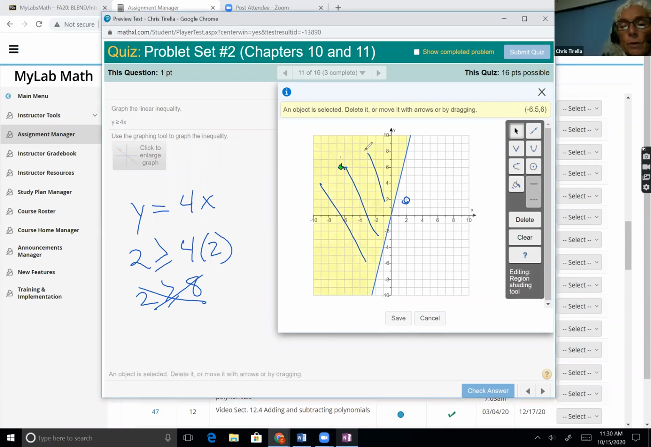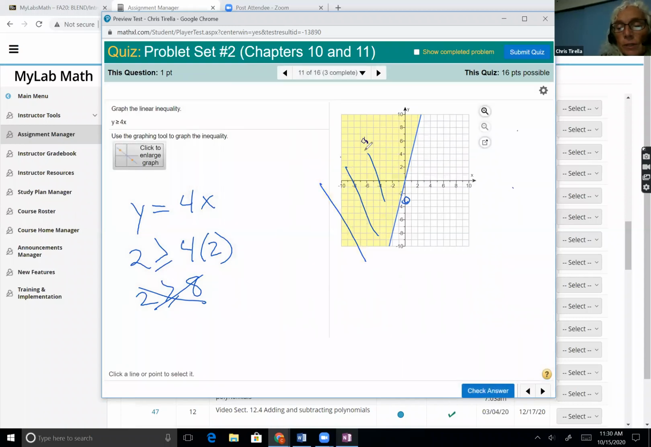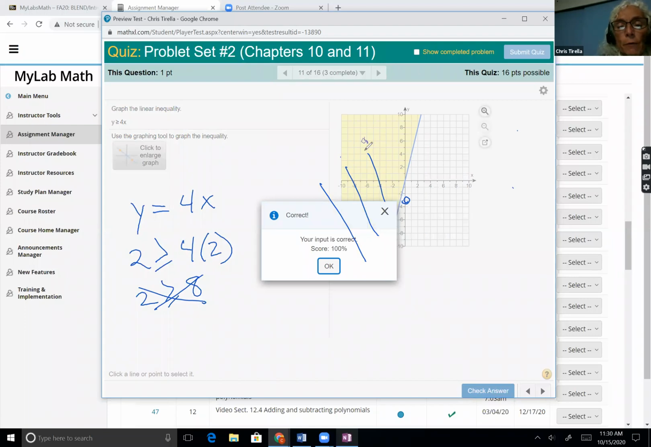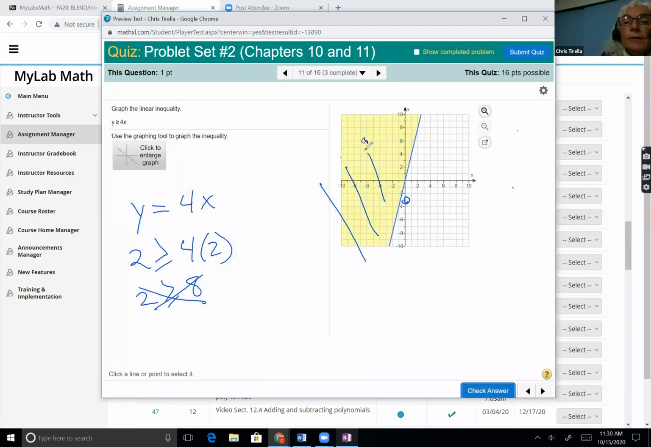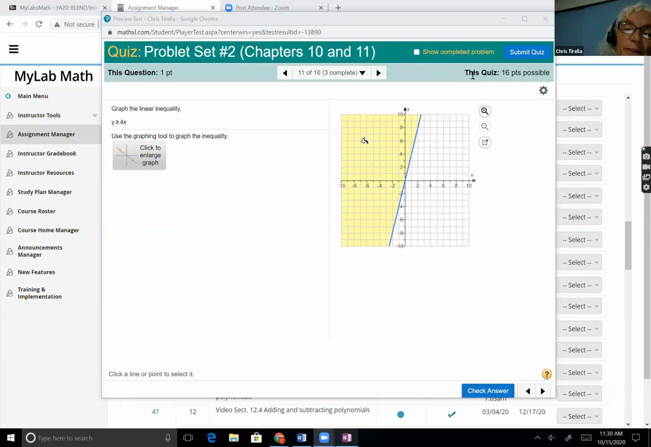So, does anybody see anything wrong here? Intercept 0, solid line. When I checked my answer, that's the exact same thing I graphed before, wasn't it? Oh, well, I'm getting mad at it. We'll clear. Everybody comfortable with this one? All right, the next one.